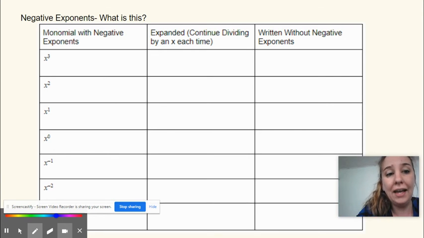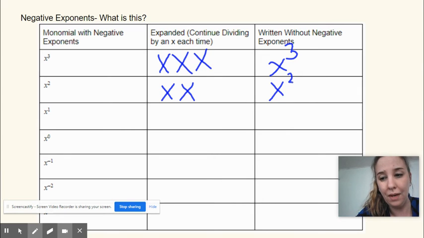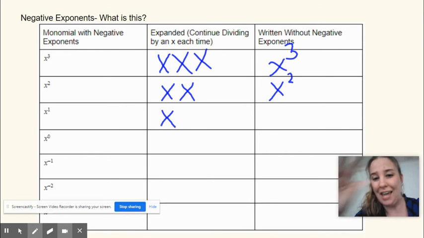Okay, so x to the third means x times x times x, right? X to the second means x times x, which is x to the second power. X to the first power is just x. So we're sort of taking an x away every time. Technically, every step we're actually just dividing by an x.